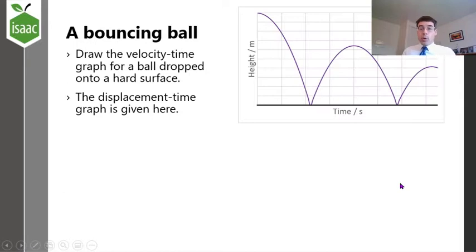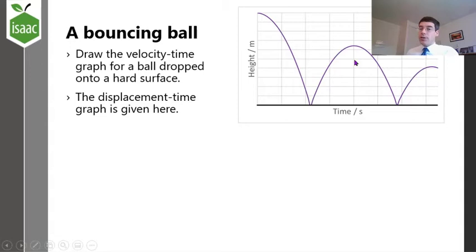The bouncing ball is a scenario that examiners love to test you on. Here is a displacement, or in this case height, vertical displacement, time graph for a ball that is dropped from a certain height, let's say 3 meters, onto a surface. So it comes down, you see it speeds up as it comes down, look, the line's getting steeper, and then it bounces, but it doesn't quite bounce as high as it came from, and then it bounces again.